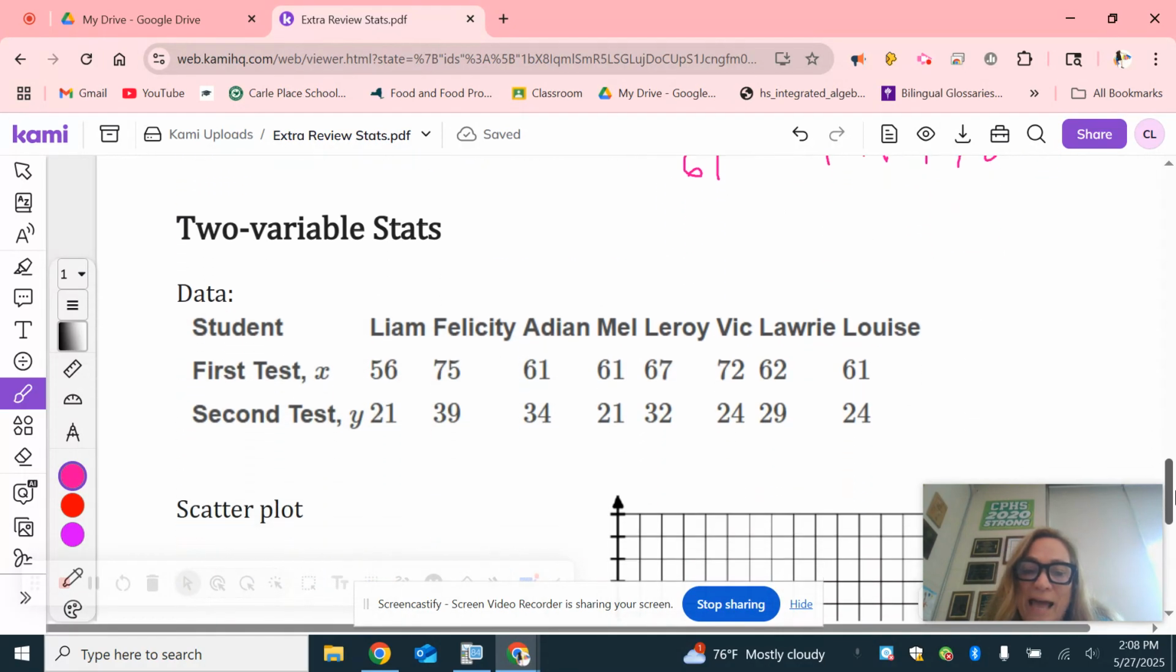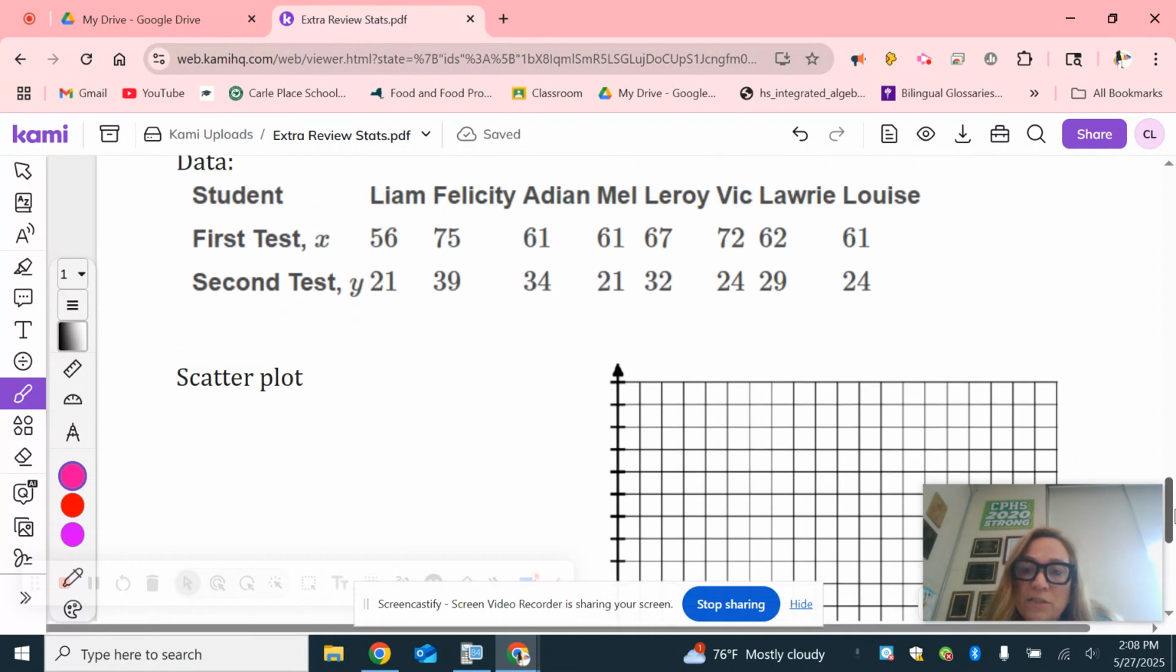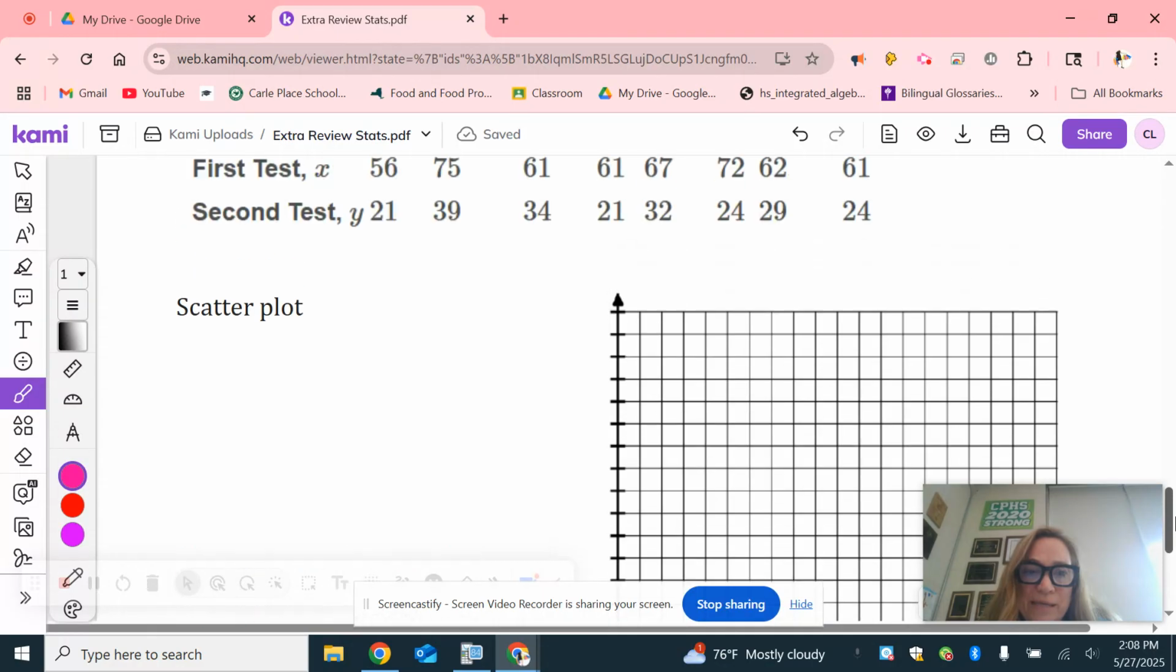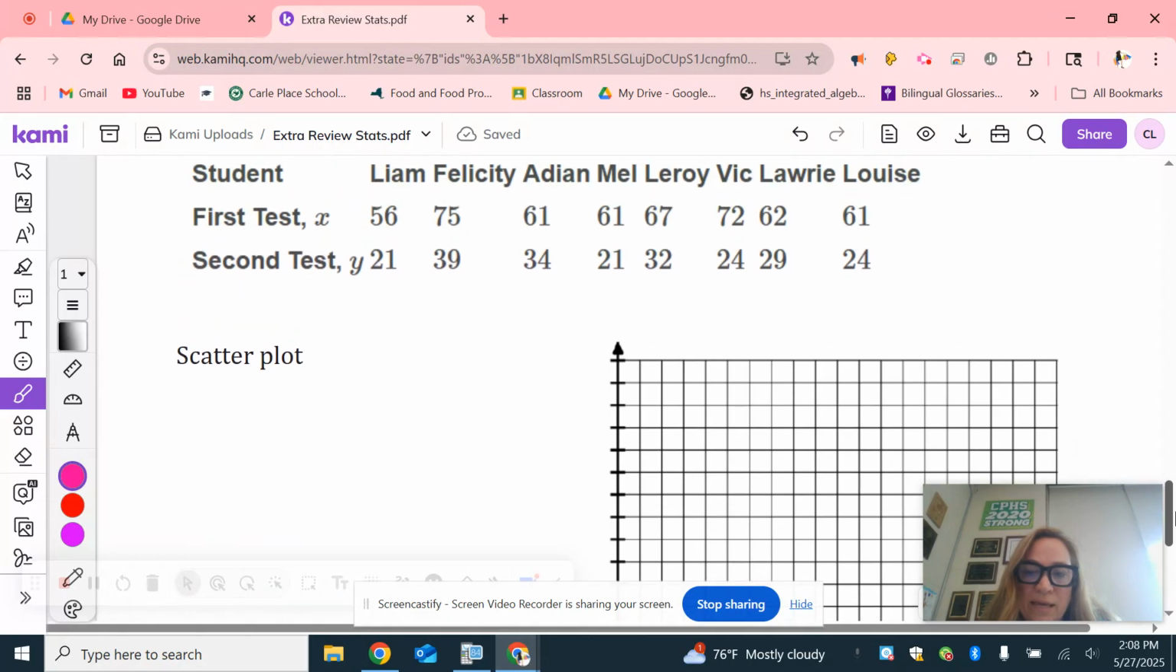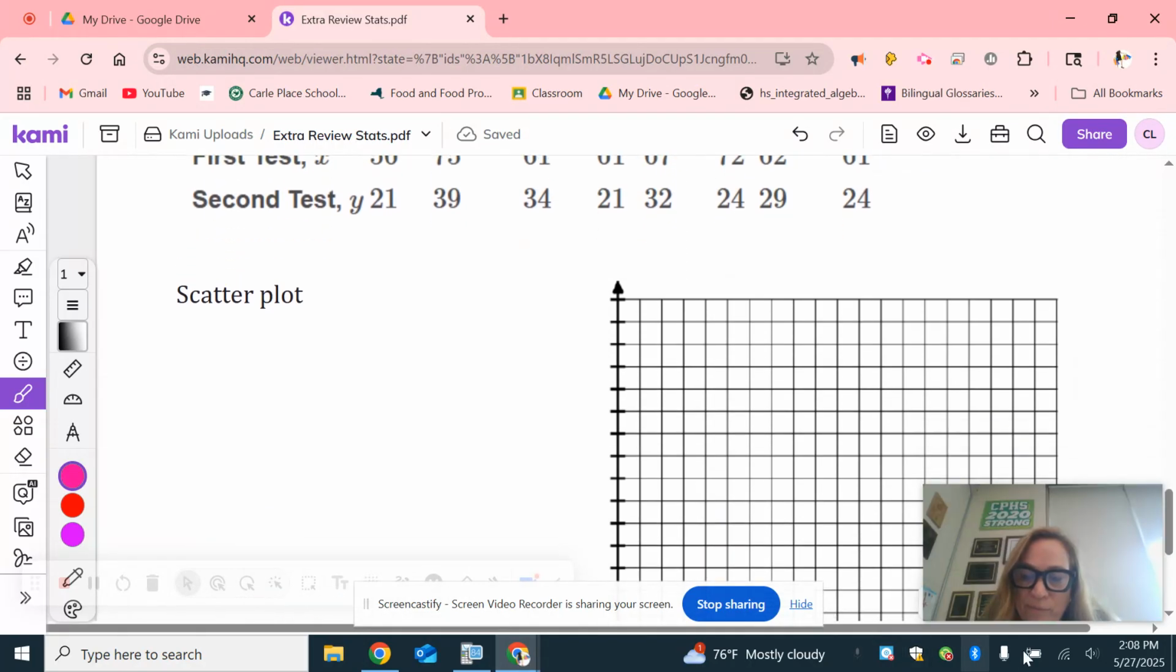Okay, 2 variable statistics. You have to be able to make a scatter plot, all right? So this might be hard for me, so I'll post a key just because it would take me a little while to make it, and I cannot make it. Well, let me try. I'm trying to make it smaller.